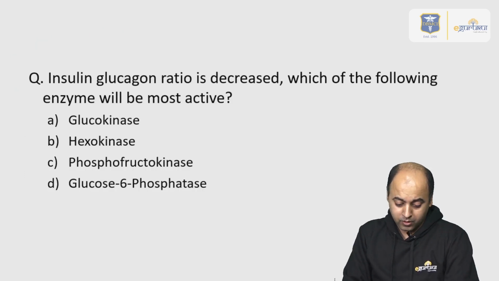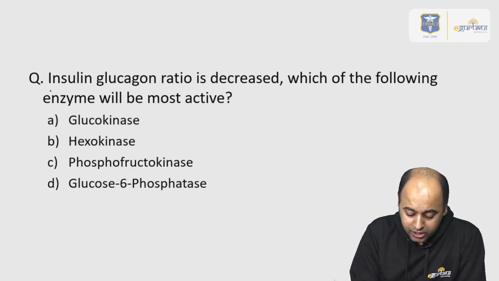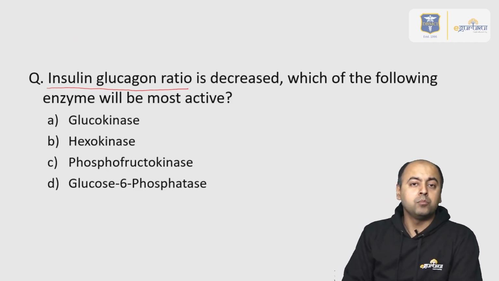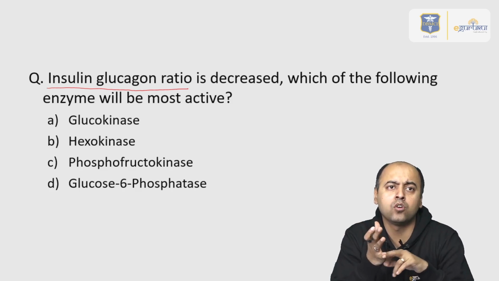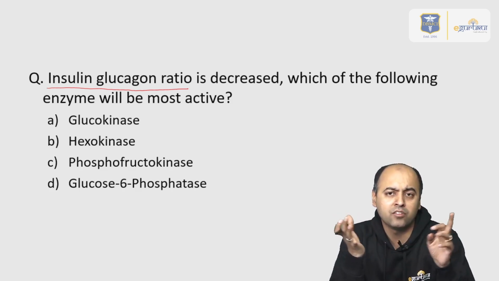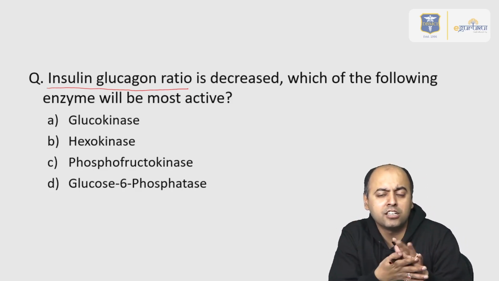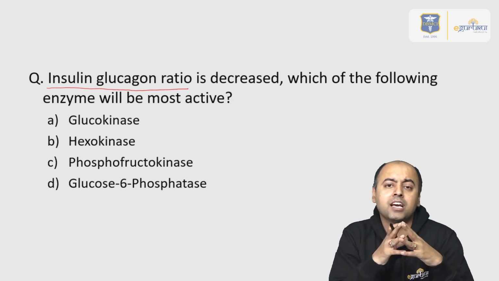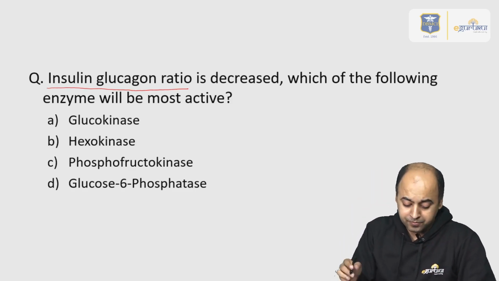Okay. Moving on to another question from the carbohydrates: if the insulin glucagon ratio is decreased, which of the following enzymes will be most active? Now this is a tricky question. Very frequently we get questions on the insulin glucagon ratio, the action of insulin, the action of glucagon, what will happen in fasting state, what will happen in the fed state, which enzyme is activated in phosphorylated form, which enzyme is activated in the dephosphorylated form. Questions like that will keep coming again and again. There is a very simple mechanism by which we can solve these questions. I will quickly mention how to handle them.